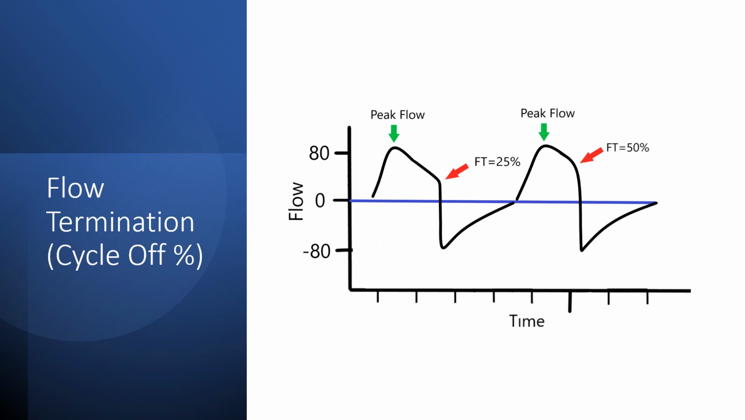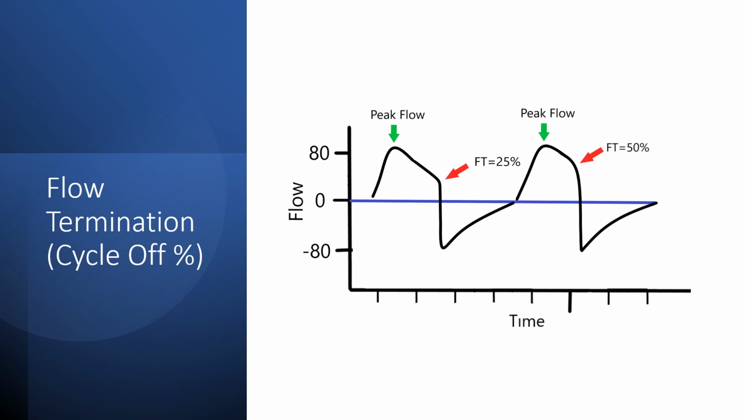So it's a little more obscure than rise time. Rise time is pretty straightforward. Flow term is a little bit harder to get, but I've got a graph up here. And one caveat: I think it's the Z-vent that doesn't call it flow term, they call it cycle loss percentage. It's the same thing. It defaults to 25% in most vents. And that's what I have represented on that first breath you see there.